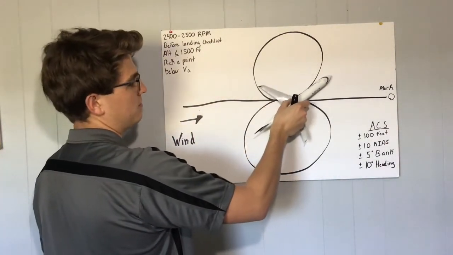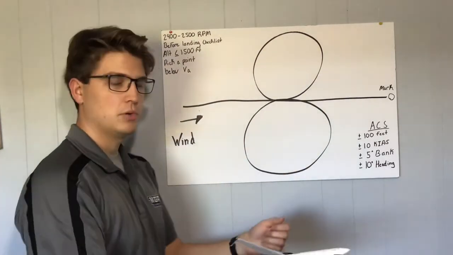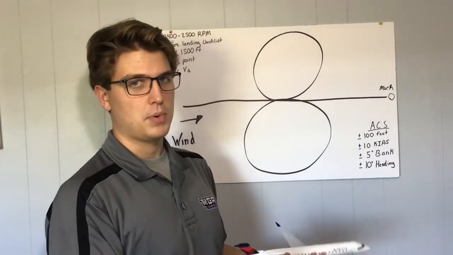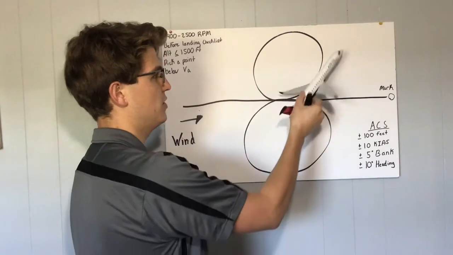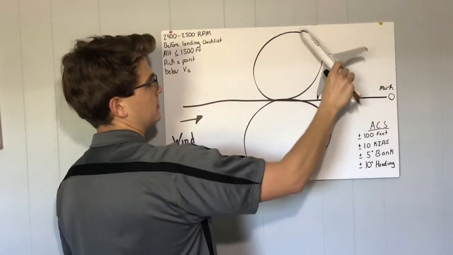So we're going to begin our bank to 45 degrees. All right, we're going to start pulling that nose up and make sure we're adding proper aileron control and make sure that the airplane doesn't overturn. And then we're going to hold and maintain that heading.